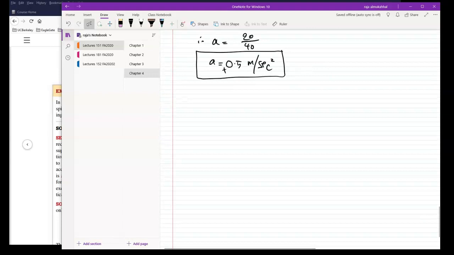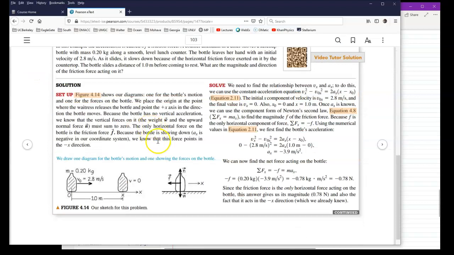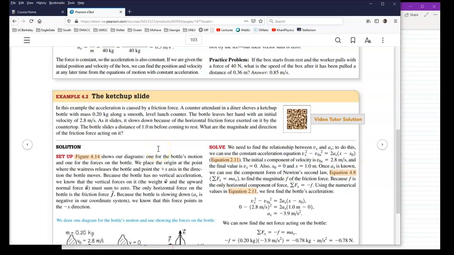All right. Let's do problem number 2, a little bit tougher. Or example number 2, rather. Okay, it's right here. He said in this example, the acceleration is caused by friction force. Okay, we'll come back to this in a sec. A counter attendant in a diner shoves a ketchup bottle with a mass of 0.2 kilogram along a smooth, level lunch counter.